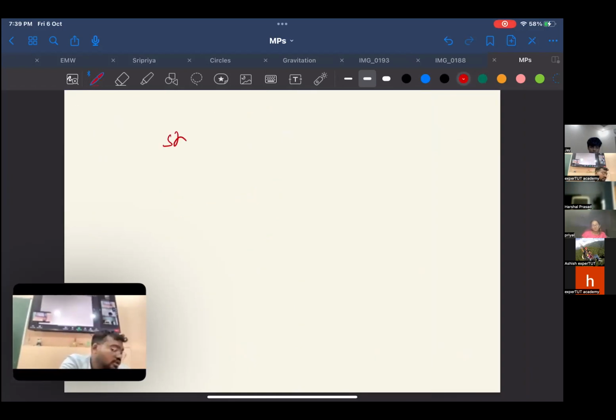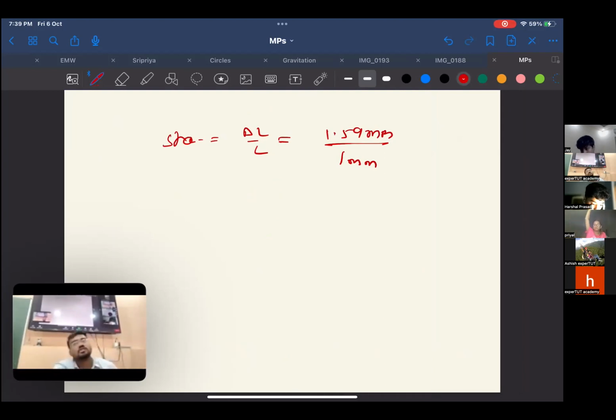So they are also asking for strain. Strain is just delta L by L, which is 1.59 mm by 1 meter, right? So this delta L by L is as it is. If they are also asking percentage, you multiply it by 100. If they're not asking percentage, just keep it like this. Strain should not be reported in percentage. If you want it, you can report it.